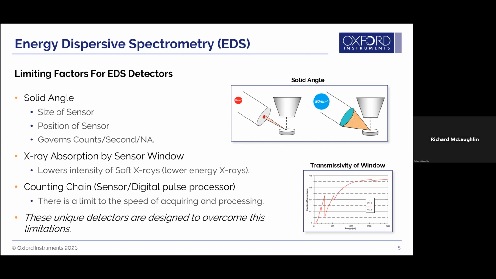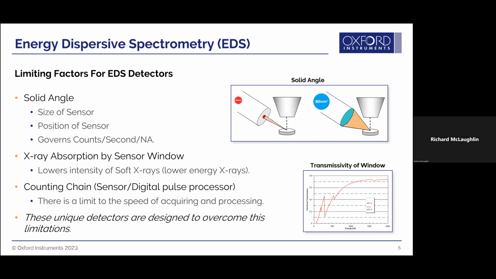The last limitation is what I call the counting chain, which is essentially how many X-rays you can process in the sensor, and how many you can get through to the digital pulse processor and into your map or your spectrum.